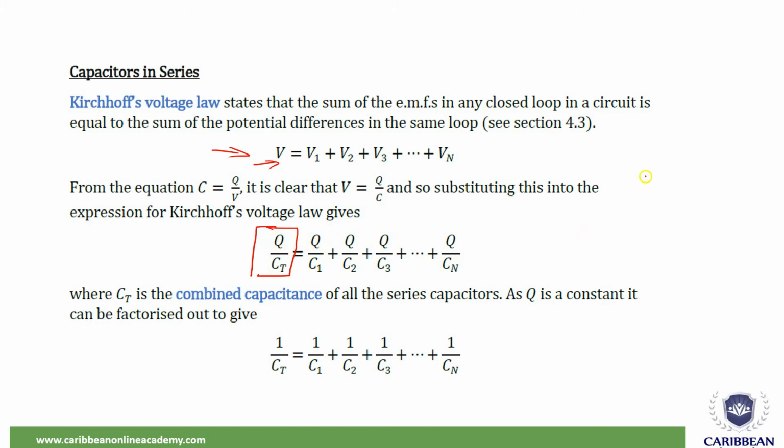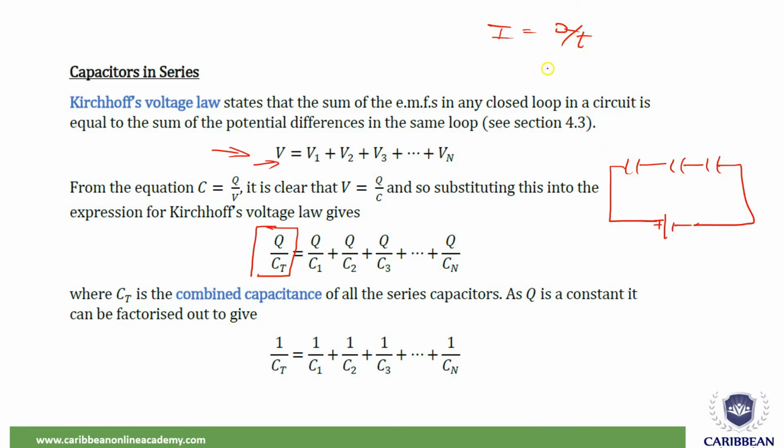You have to remember that when things are connected in series, the current remains constant. So imagine that this is a simple circuit, and we have capacitors connected in series. The current flowing in the circuit is going to be constant in a series circuit. So if the current is constant, that means the charge is also constant, because current is the rate of flow of charge.